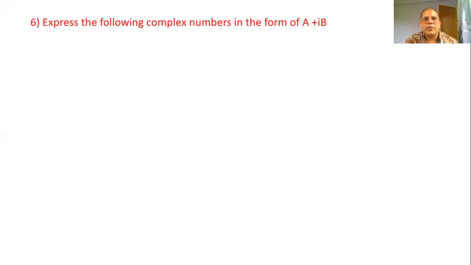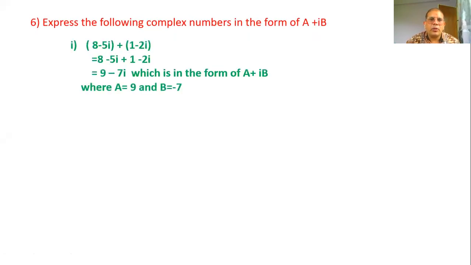Now question number 6: express the following complex number in the form of a plus ib. Your question is (8 plus 5i) plus (1 minus 2i). Now you can separate your brackets. Then you can write down 8 plus 5i plus 1 minus 2i. Your like terms: 8 and 1 are like terms, 8 plus 1 is 9, and 5i and minus 2i gives 3i. Which is in the form of a plus ib, where a is equal to 9 and b is equal to 3. So it is a plus ib form, so it is a complex number. It is very simple.